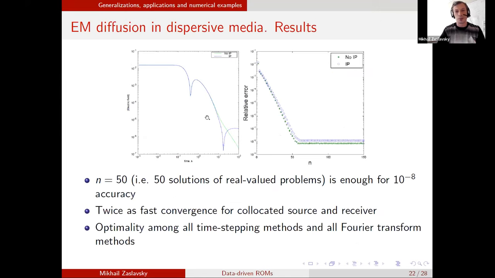Here I compared the response without induced polarization and with induced polarization. The green one is no induced polarization, no dispersive effect, and the blue one is with induced polarization effect. Although the signals manifest totally different behavior, especially at late times, the convergence rate for both examples is precisely the same. Essentially, for a subspace of size 50, we obtain an accuracy of 10 to the power minus 8, which is more than enough for all applications.